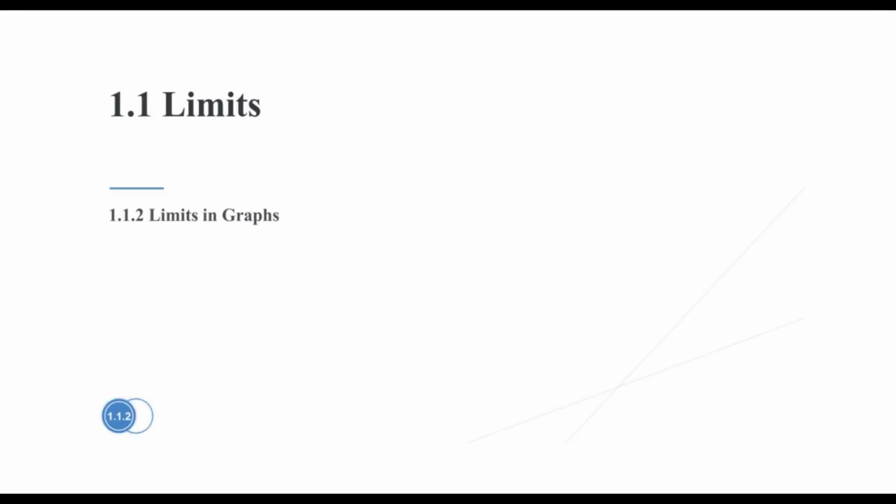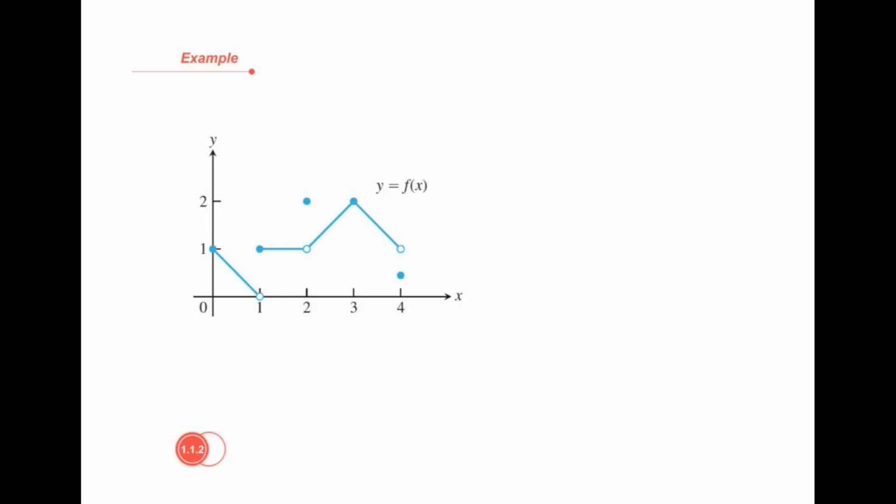1.1.2 Limits in graphs. Now that we know a limit depends on what happens from both sides, let's practice reading a limit from a graph. When we look at this graph, the open circles show points where the function is not actually defined, and the filled dots show the real function values. But for limits, we care about where the graph is approaching, not always the filled dot.